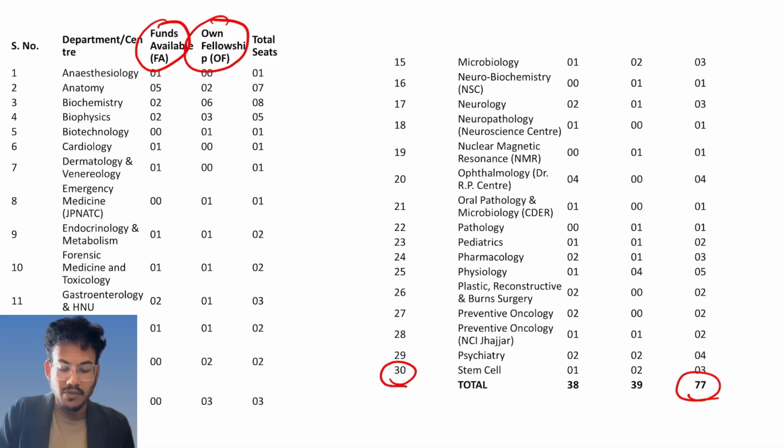If you see, most of the seats are from biochemistry, anatomy and biophysics. So it is a general trend.